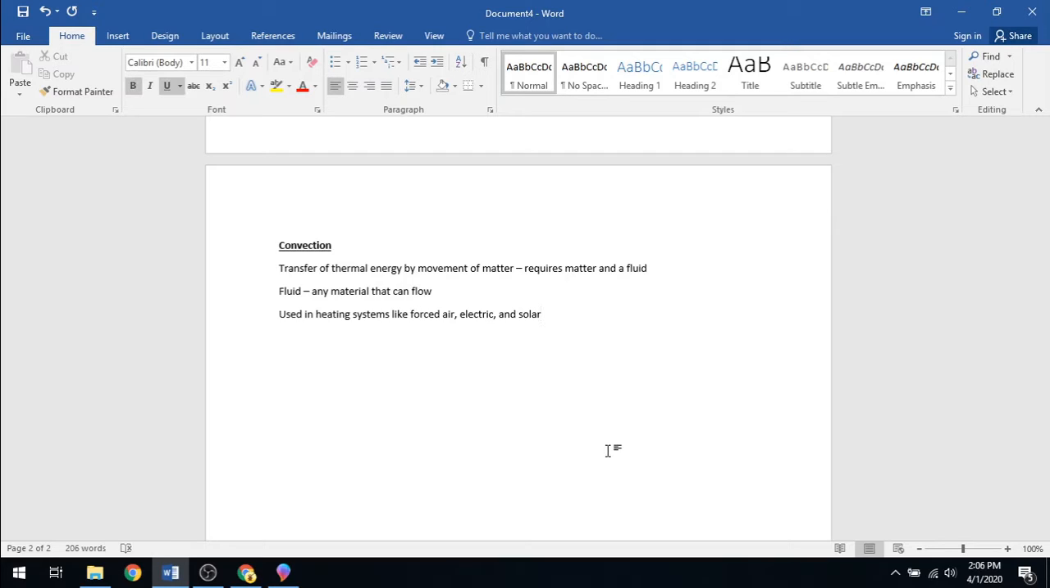So the last type of thermal energy transfer is called radiation. Now, radiation is a thermal energy transfer that doesn't require matter.